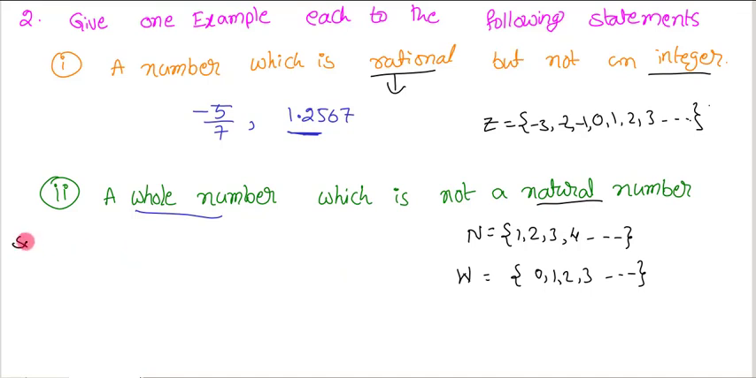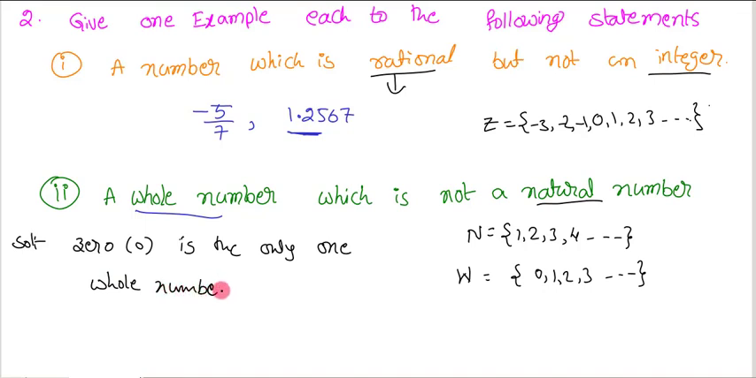You can write the answer as 0. 0 is the only whole number which is not a natural number.